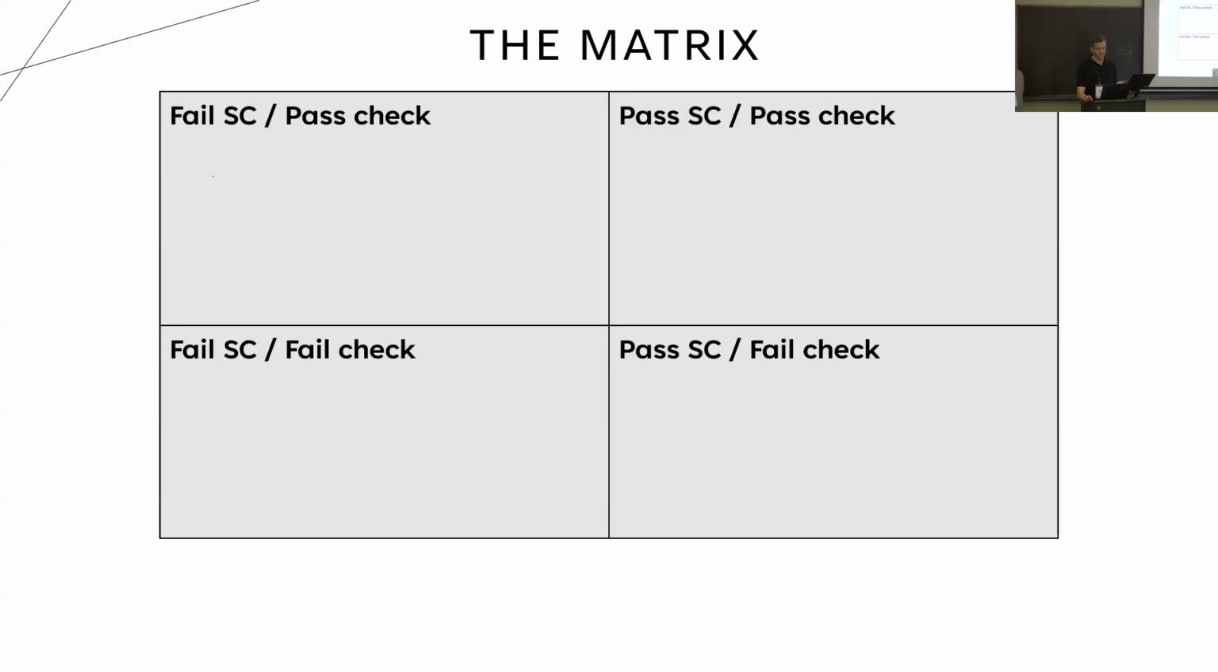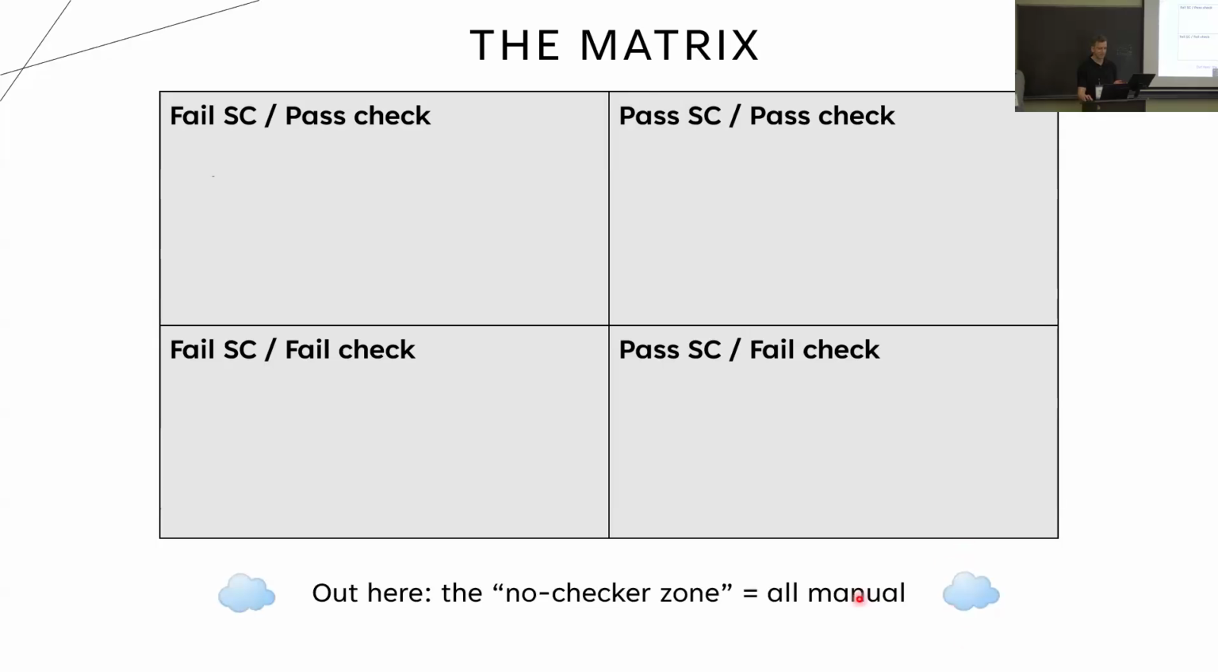So in a perfect world, it would be really simple. Like I have on this slide, a 2x2 matrix with all the combinations. You can pass the SC and pass the check. You can fail the SC and fail the check. You can pass the SC and fail the check. And you can fail the SC and pass the check. And all these situations that we're going to talk about for the next 85 minutes fit into one of these 4 quadrants.